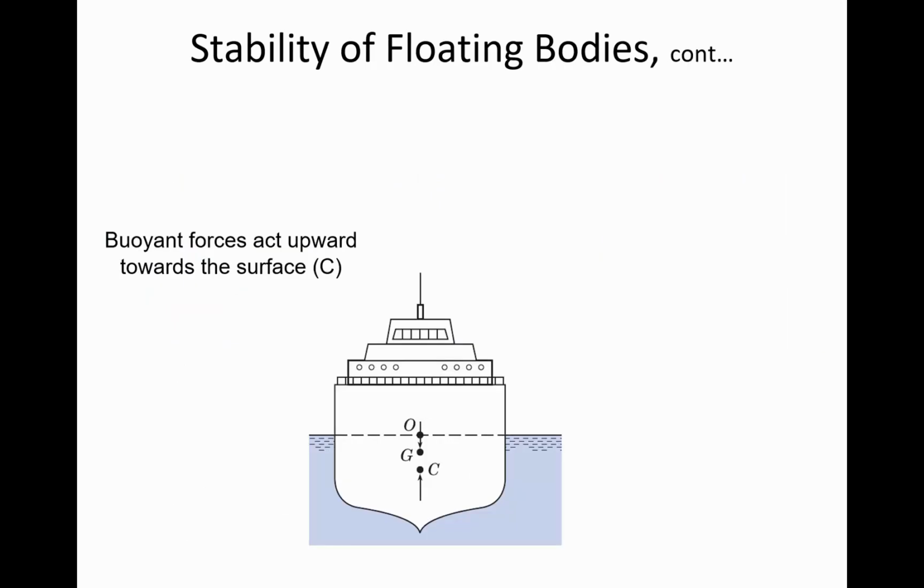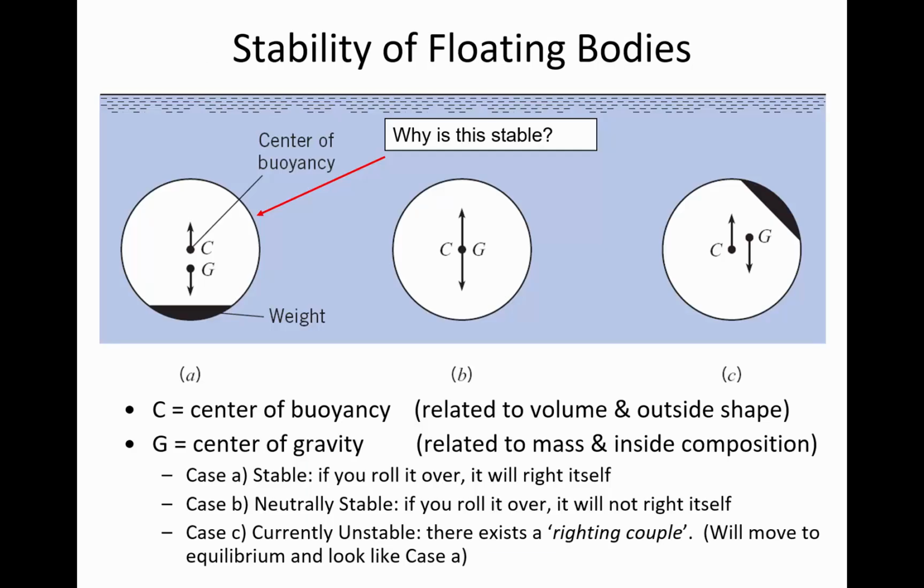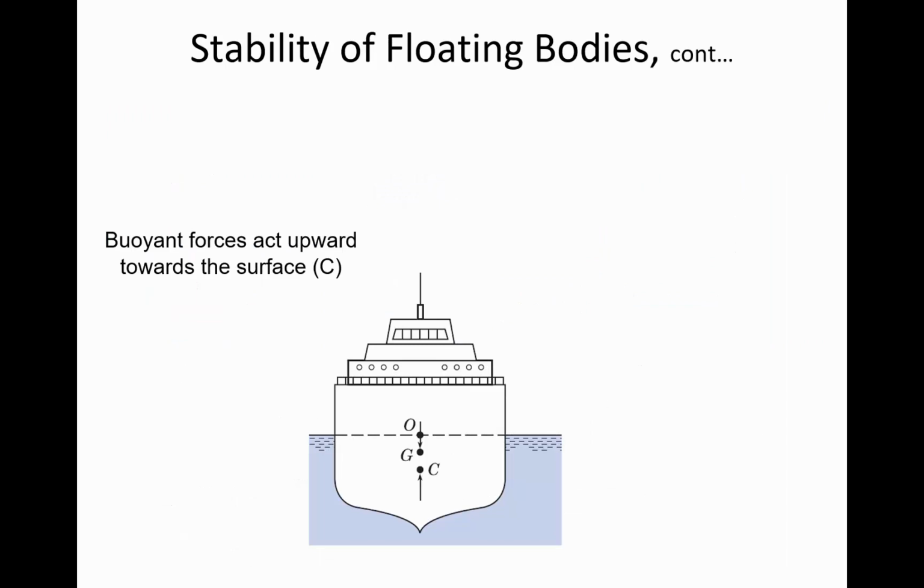Here's a more complex shape, and it's not fully submerged. So let's ask ourselves, is this stable or unstable? Now in the previous example, G was below C, and that's what made it stable. But what I'm going to show you on this next one is that even when G is above C, it can be stable, although there's a limit.